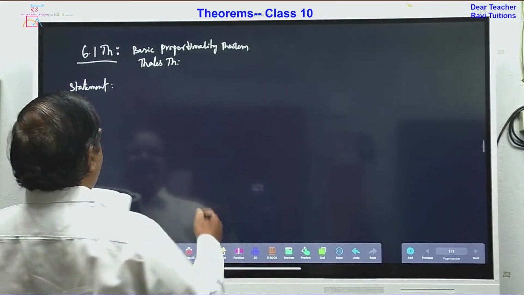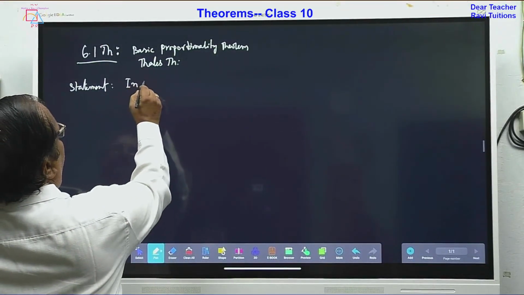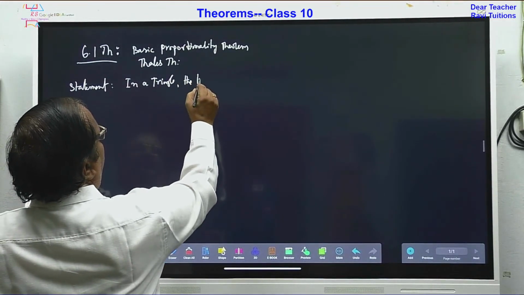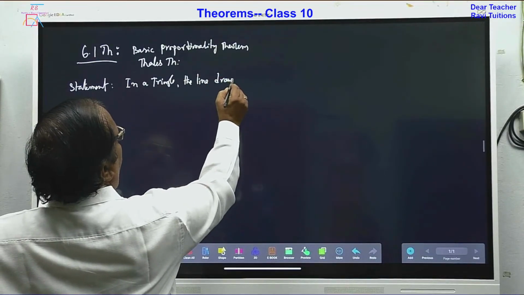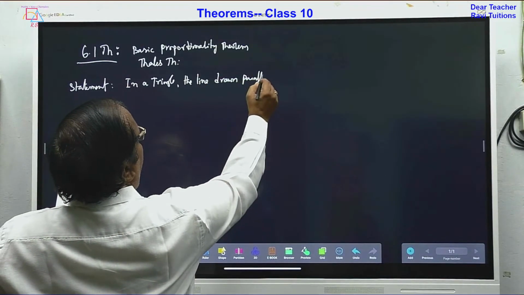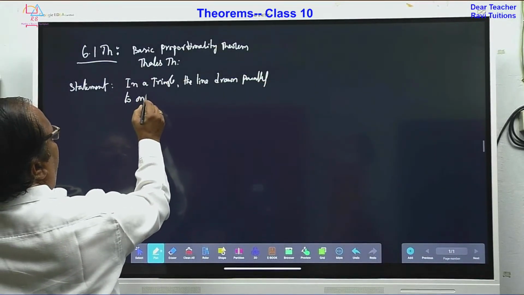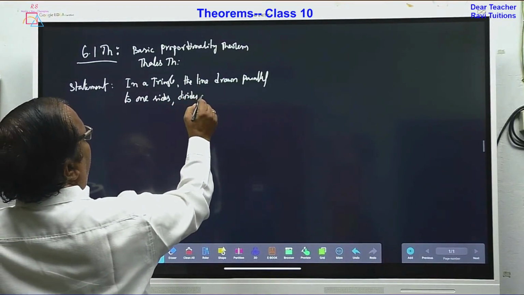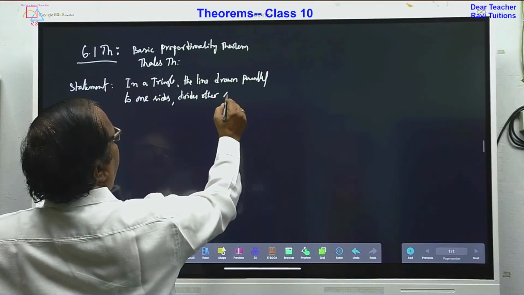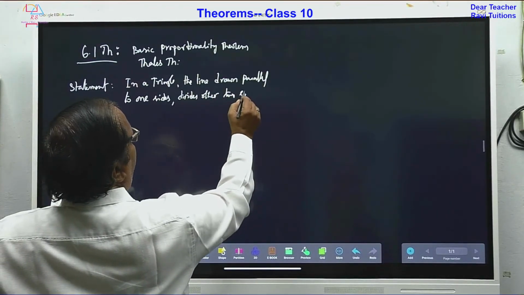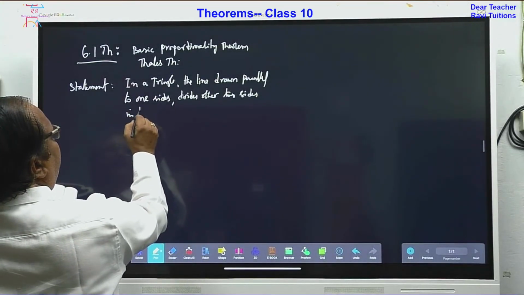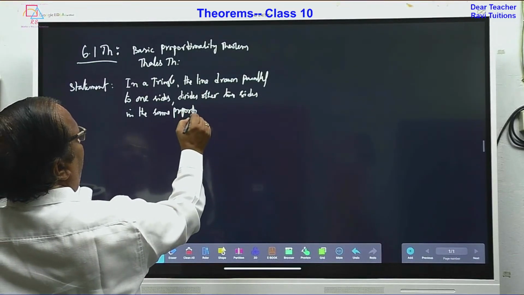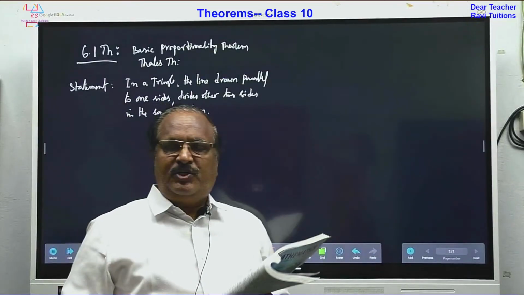So the statement says that in a triangle, the line drawn parallel to one side divides the other two sides in the same proportion. Other two sides in the same proportion. So this everybody should learn, should know.